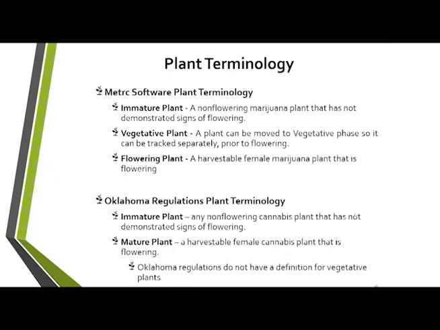One thing I want to note is that there is a difference between the OMMA regulations terminology and our software technology. OMMA has a definition for immature plant and mature plant. We break that up a little more: immature plant, vegetative plant, and flowering plant. So realistically, think of the flowering plant as a mature plant as far as OMMA's regulations are concerned, and the vegetative is the in-between phase when it's non-flowering but not in a planter or in a cloner.